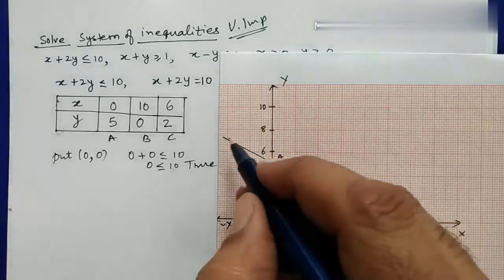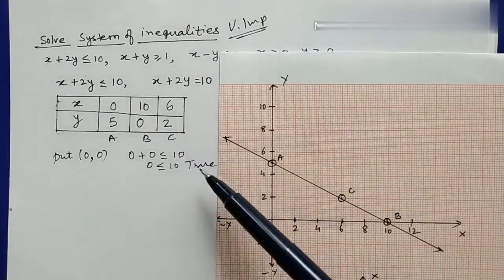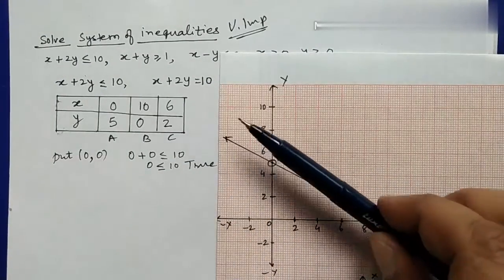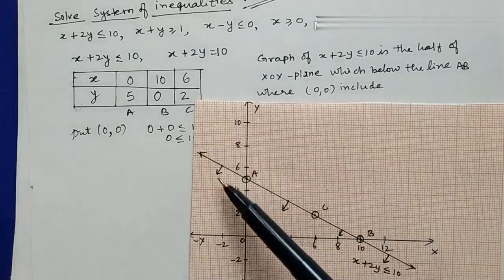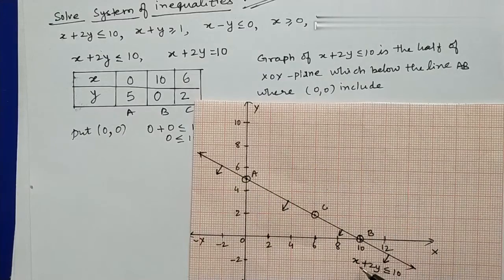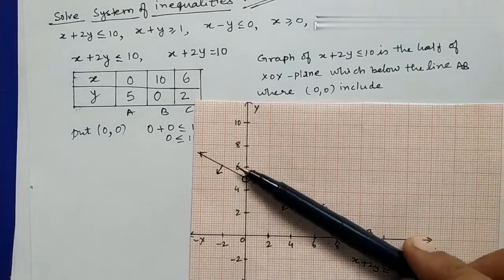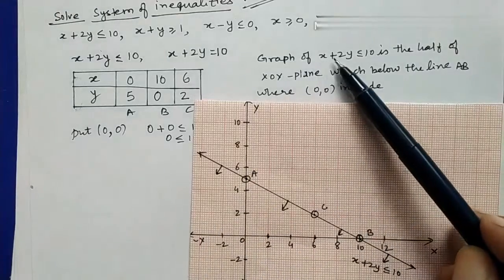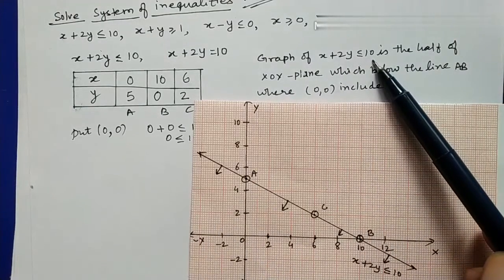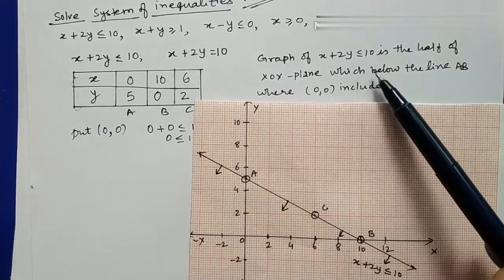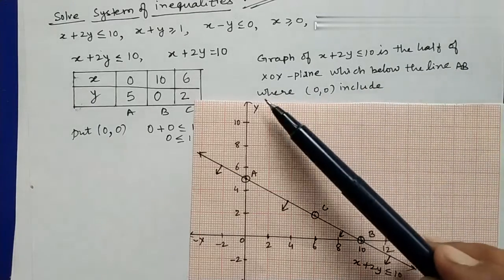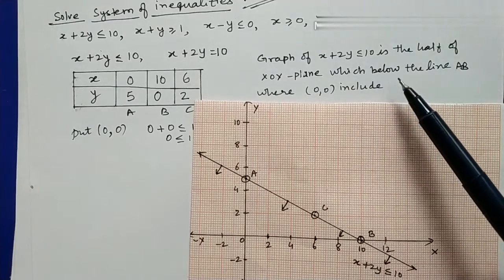So we get a line. Now here true means we will take this line and divide it in two. Look, all of you, here this line AB represents x plus 2y less than or equal to 10, and below this we take the graph of x plus 2y less than or equal to 10, which is the half of the xy plane below the line AB where 0, 0 is included. All of you understand this?